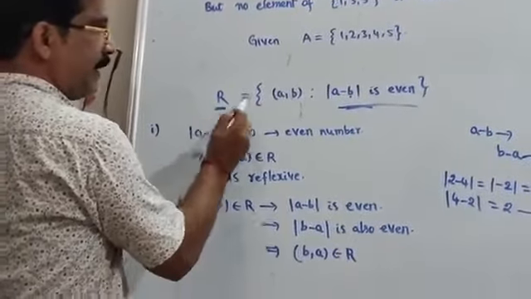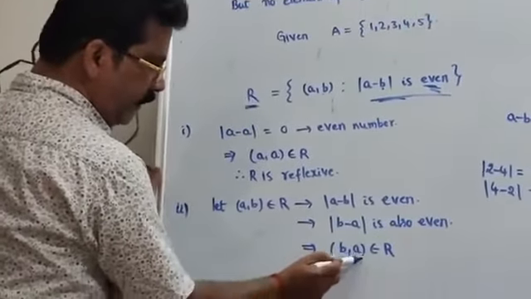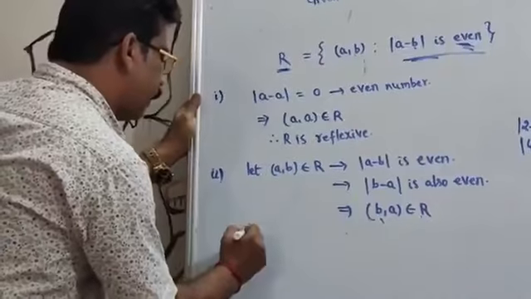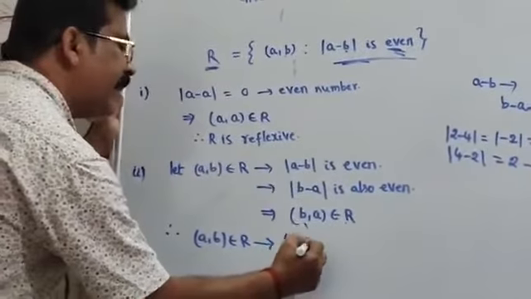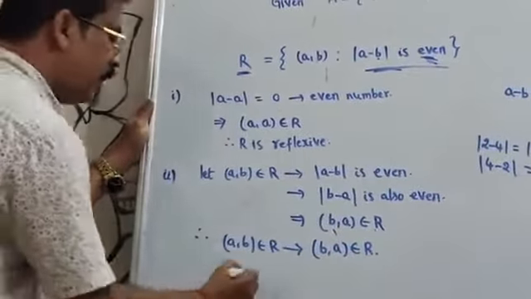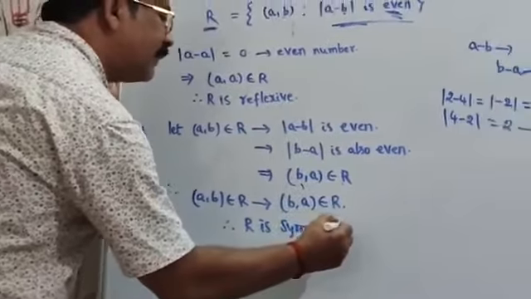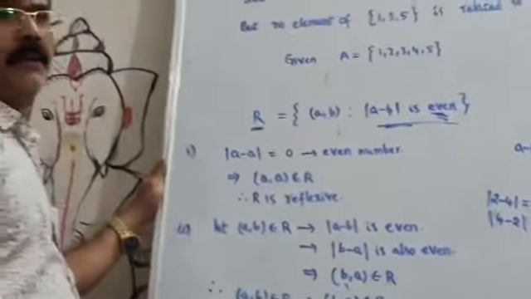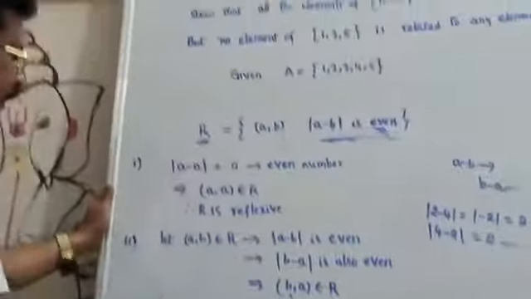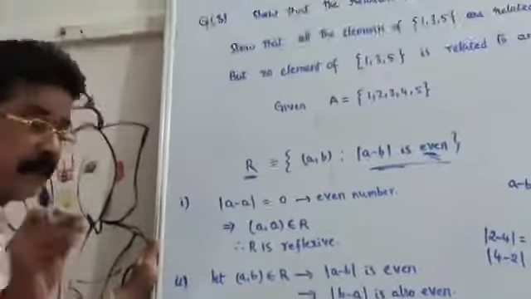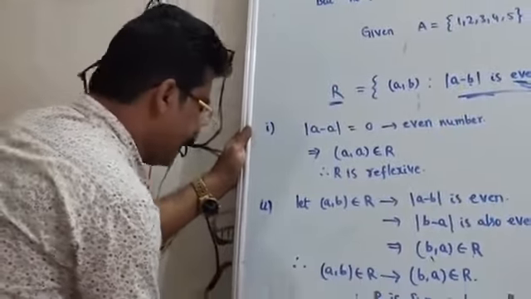In this relation, all differences are even numbers. Therefore, if this is even, definitely this ordered pair is again in capital R. So (A, B) belongs to R implies (B, A) also belongs to R. Therefore, capital R is a symmetric relation on capital A, or on A × A. Instead of writing A × A, we simply write on capital A. On capital A means R is a subset of A × A. Subset means one relation. Next, number 3.